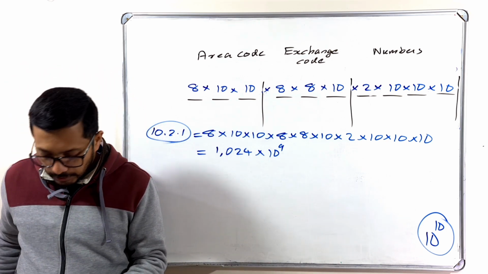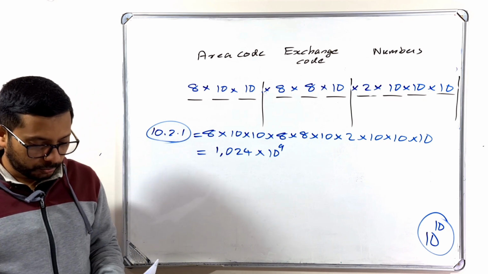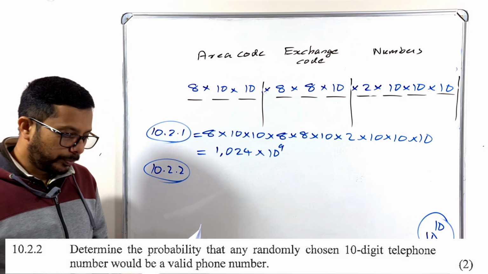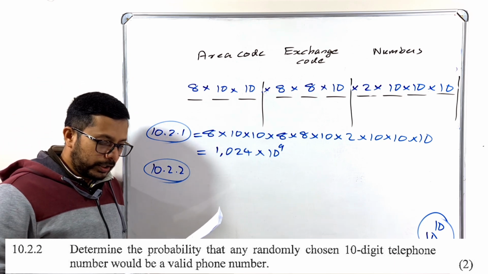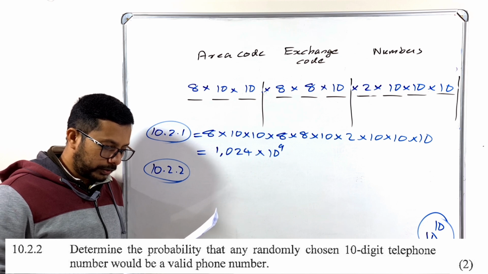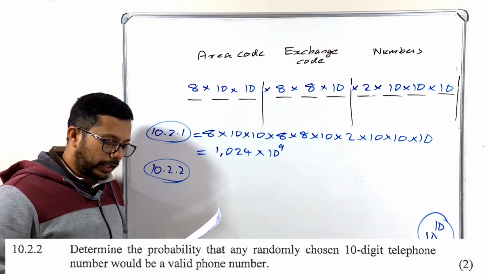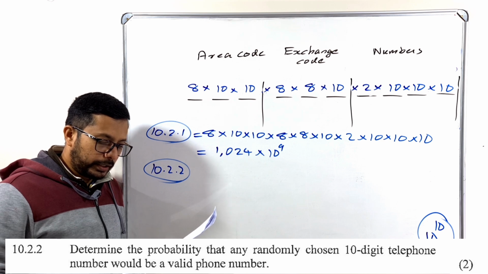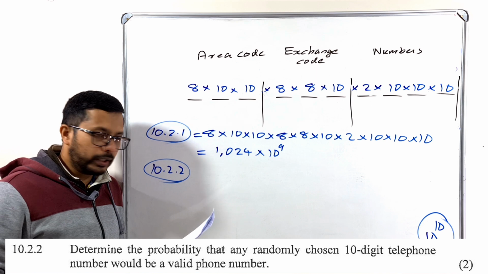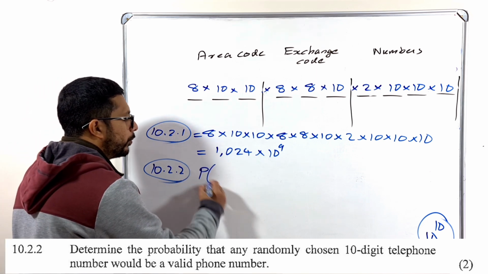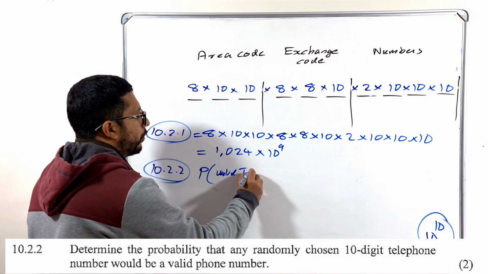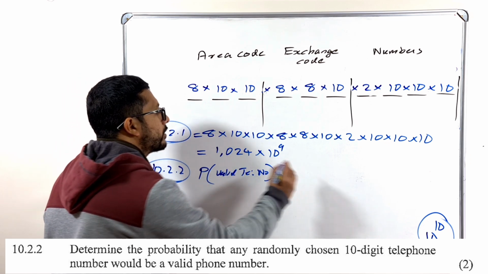Now the next question, 10.2.2. Determine the probability that any randomly chosen 10-digit telephone number would be a valid phone number. So here you have to find the probability of a valid telephone number.